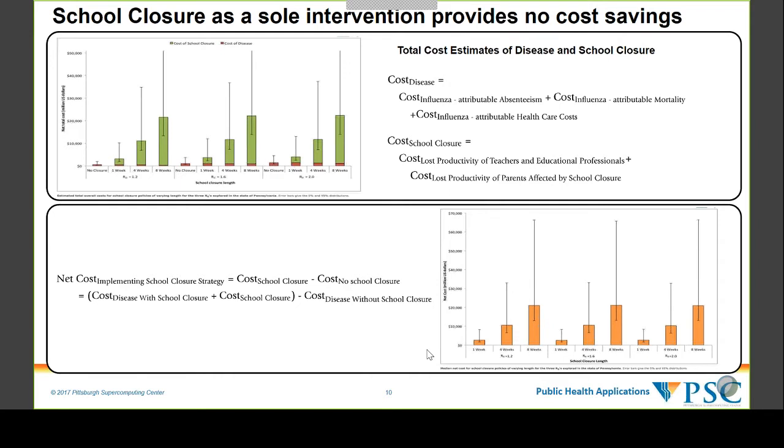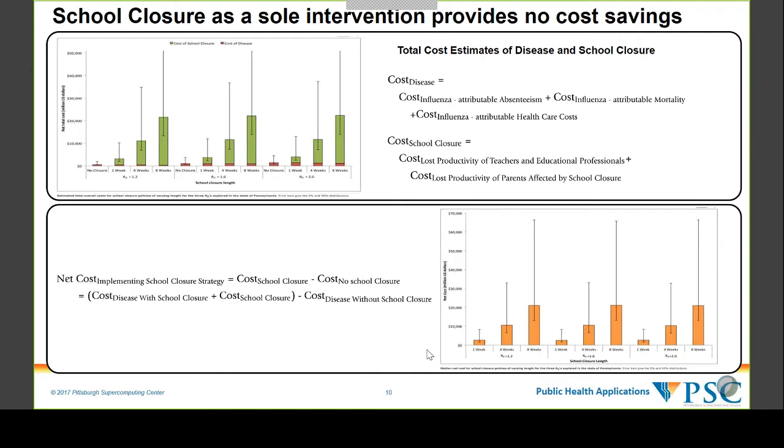It ends up being that an 8-week school closure has about $1,000 cost per case averted, which, compared to influenza vaccines at about $100 per case averted, means school closure from an economic standpoint, from a societal perspective, is very costly.